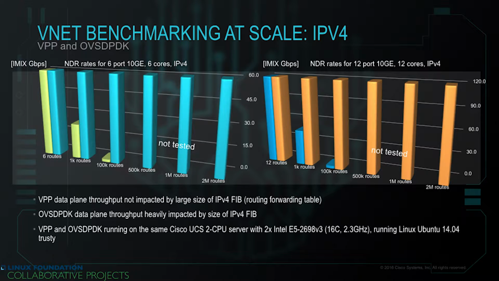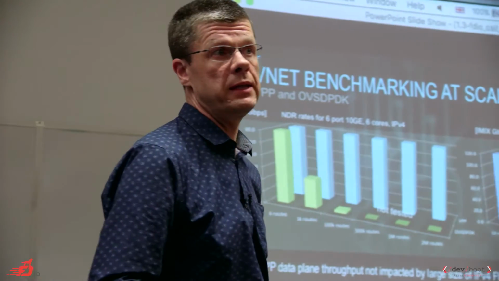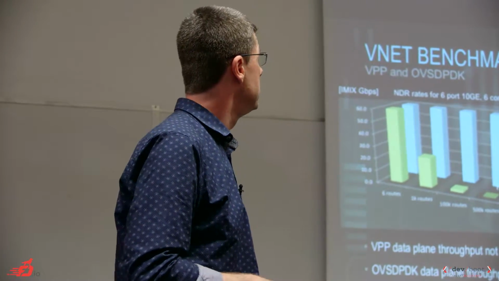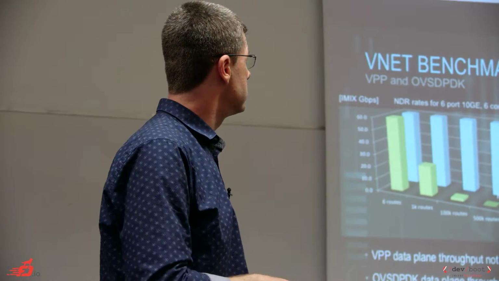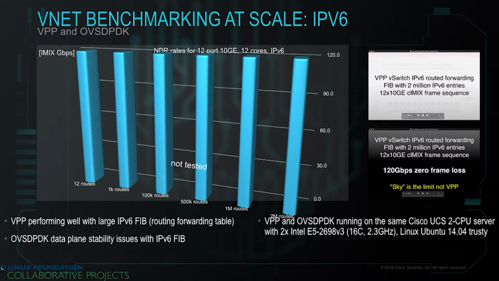for AMIX bandwidth with VPP going on this chart up to 2 million routes, VPP performance did not change. One of the main reasons was the amortization for the vector of packets, whereas the OVS DPDK performance dropped down due to mainly the size of the EMC cache.